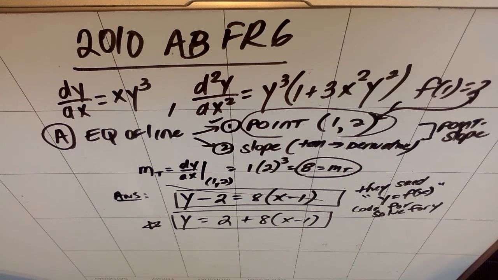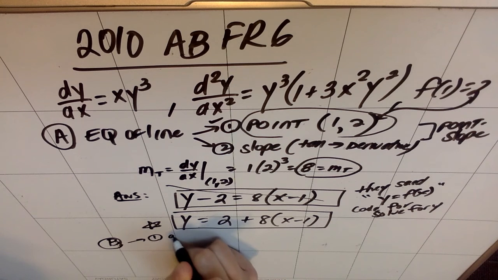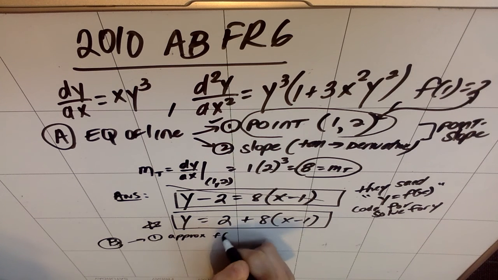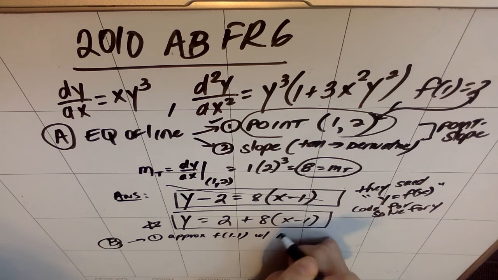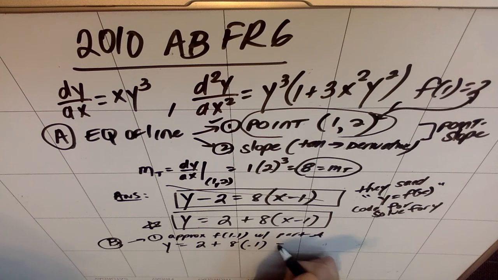Okay, so part B, right? Part B says, use the tangent line equation from part A to approximate f of 1.1. And then they ask you other stuff, but let's start there. So it asked me 2 things, right? Number 1, it says approximate f of 1.1 with your part A, right? So what that's saying is take this equation and plug in 1.1. So essentially, if I plug in 1.1, I'd get y equals 2 plus 8 times the 1.1 minus 1 would just be 0.1, so I get 2.8.